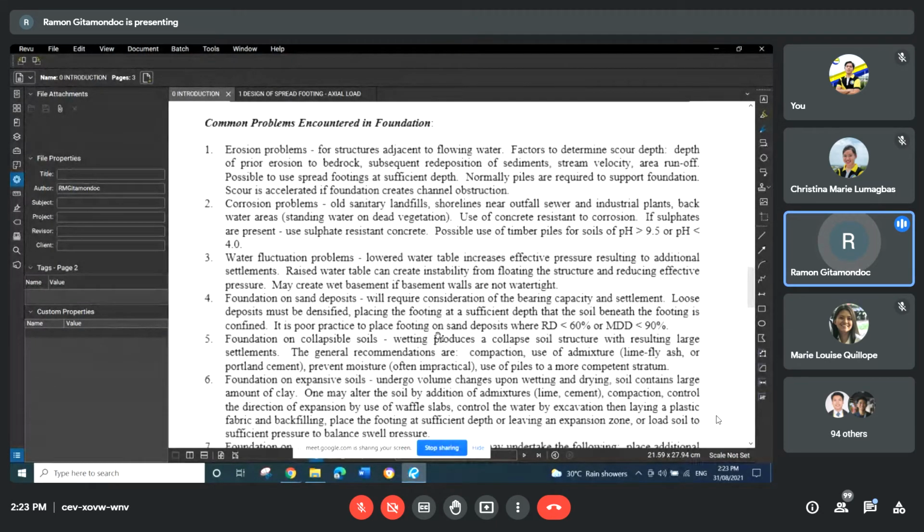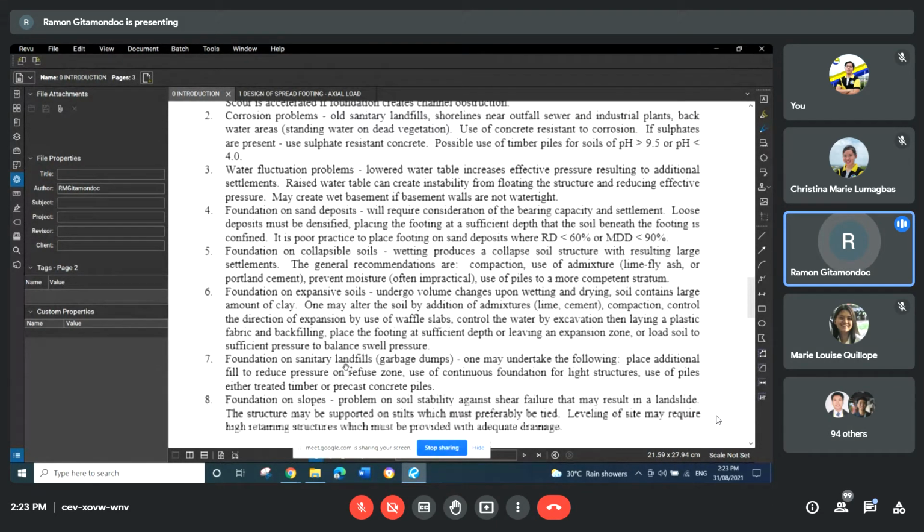So we have to consider foundation on collapsible soils. Then 6, you have foundation on expansive soils. So these are the types of soils which undergo volume changes upon wetting and drying. So when they are wetted, they expand. When they dry, they contract.